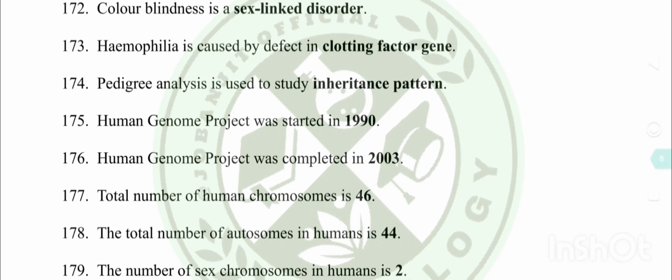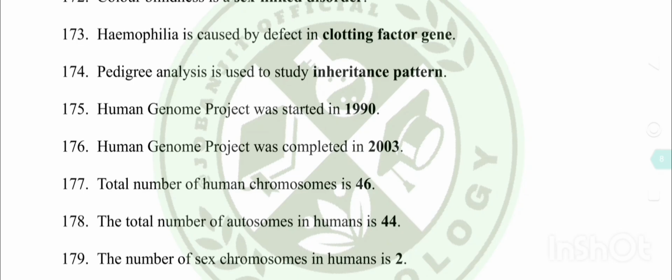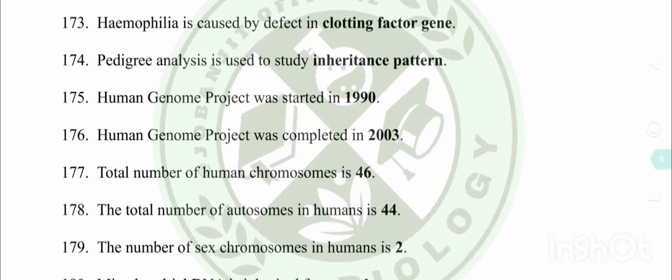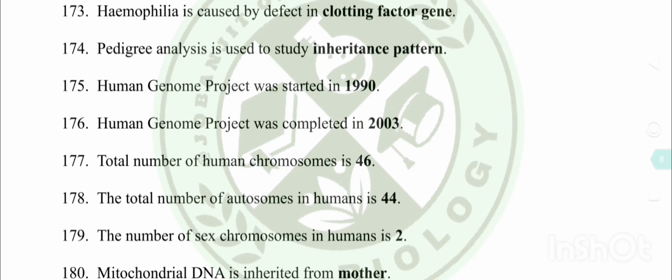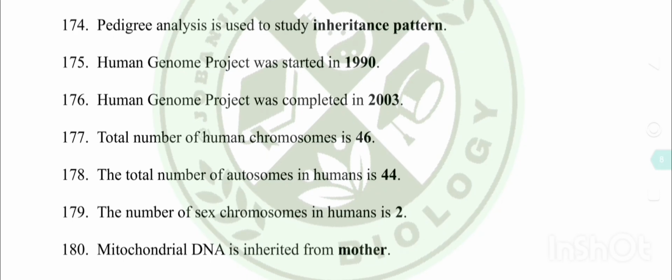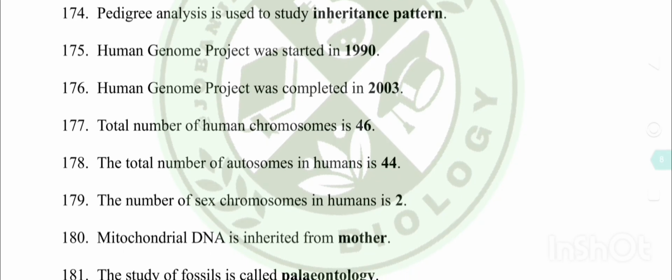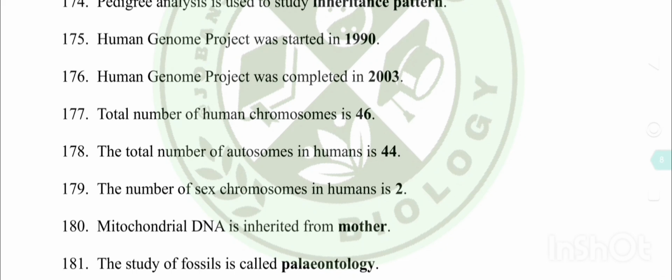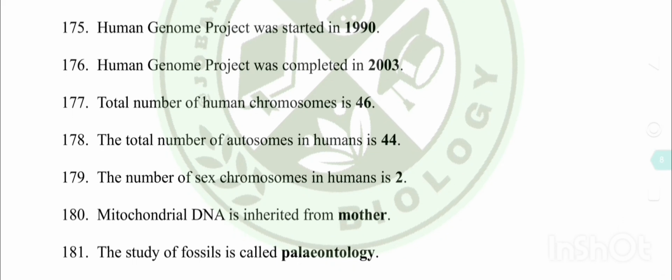178. The total number of autosomes in humans is 44. 179. The number of sex chromosomes in humans is 2. 180. Mitochondrial DNA is inherited from mother. 181. The study of fossils is called paleontology.